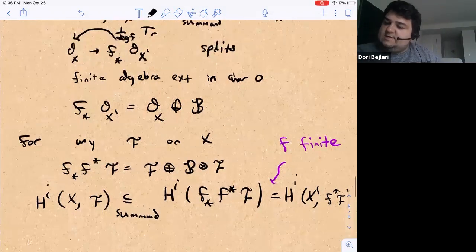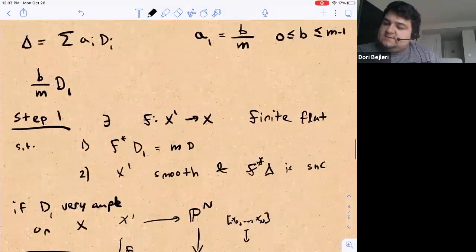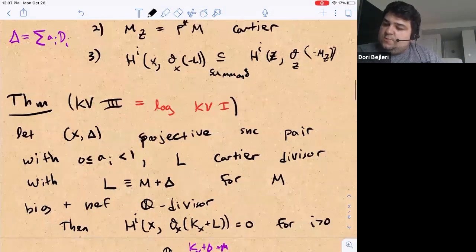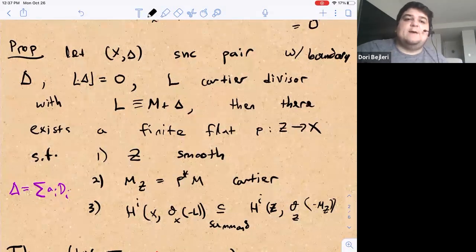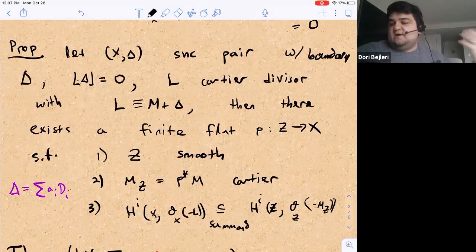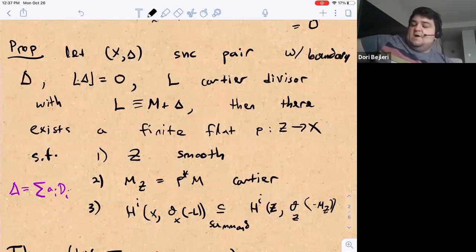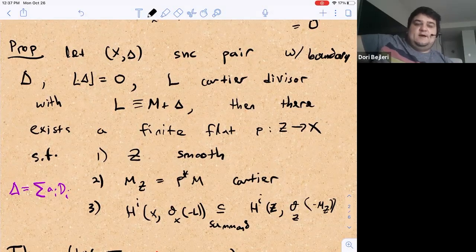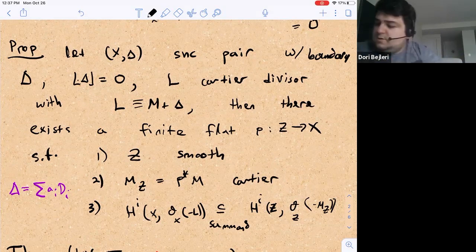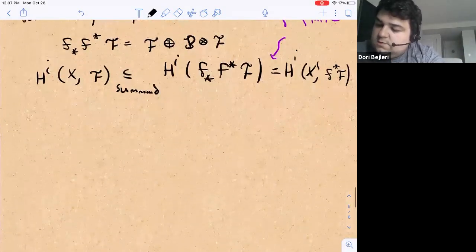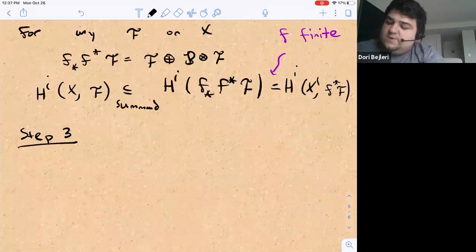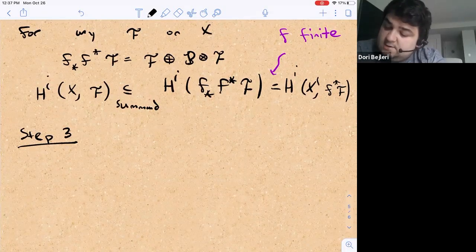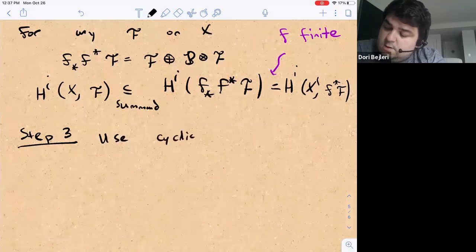Great, but now the issue is that we want to get something about, let me go back to the statement. We want to get something about cohomology of minus L being related to cohomology of the pullback of just this M piece. And right now what we have is a cover where our first divisor becomes Cartier, but we're still looking at cohomology of the pullback of L, not the pullback of M. So we need to subtract off our divisor. So step 3 is to use a cyclic covering trick to be able to subtract off this L, this BD, sorry. And this is where the coefficients being less than 1 comes up.